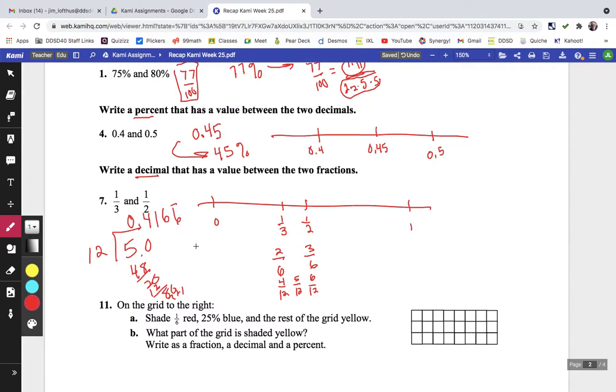So a decimal that could go in between would be 0.41. It's definitely bigger than 1/3 and less than 1/2, and I could say 6 repeating, or we could just say 0.4. That's a decimal that would definitely be in between there, so it'd be about there. So let's just say 0.4.